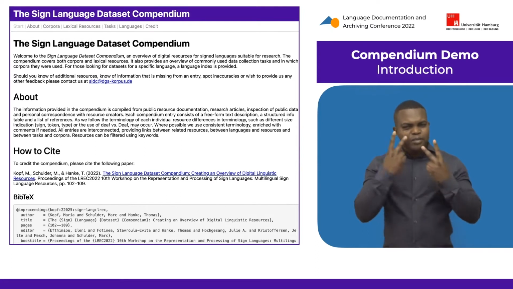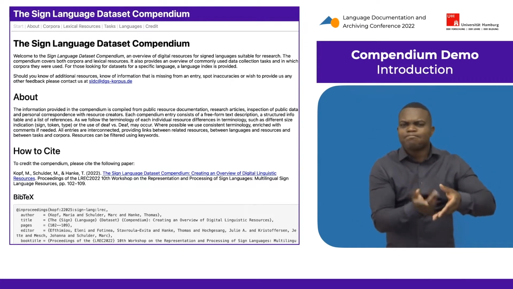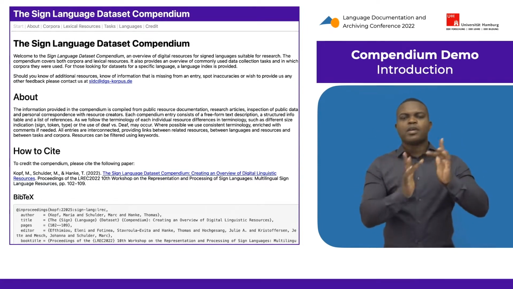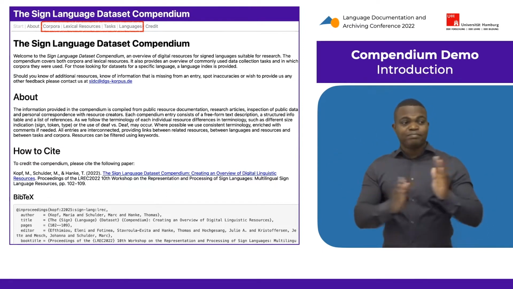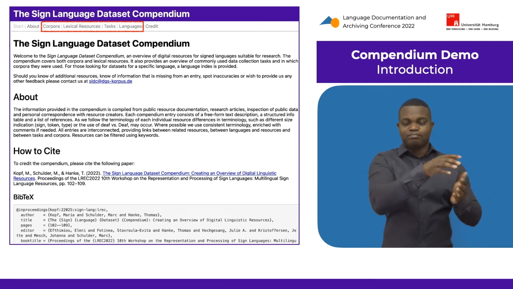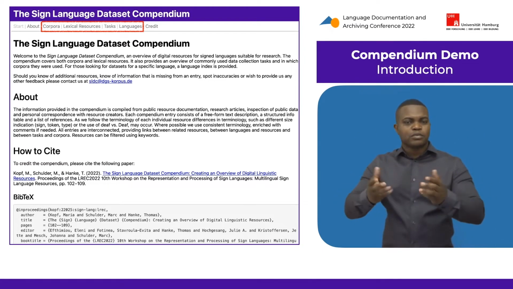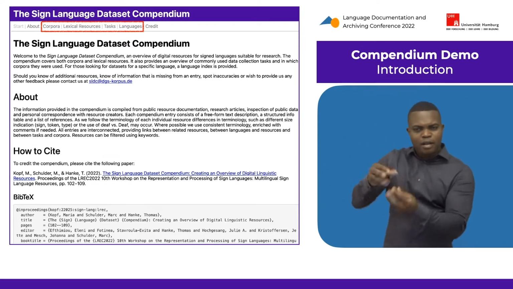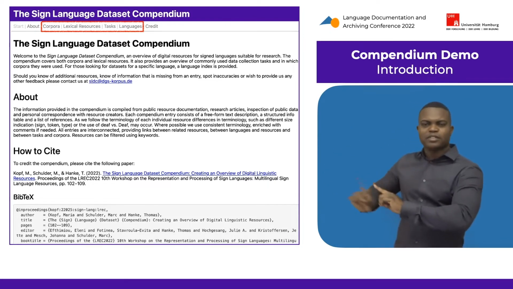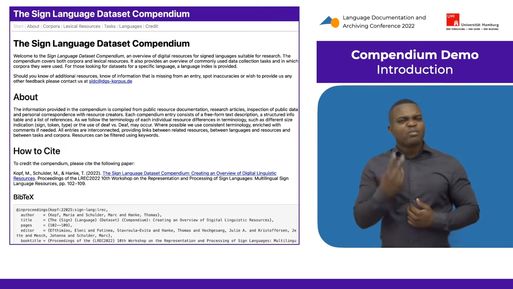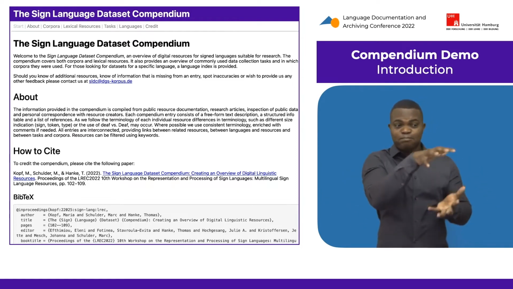Let's have a look at the compendium. The website has 4 main entry types: corpora, lexical resources, such as dictionaries and vocabulary indices, data collection tasks, and languages. Let's start by looking at one of the 41 corpora that we have so far.